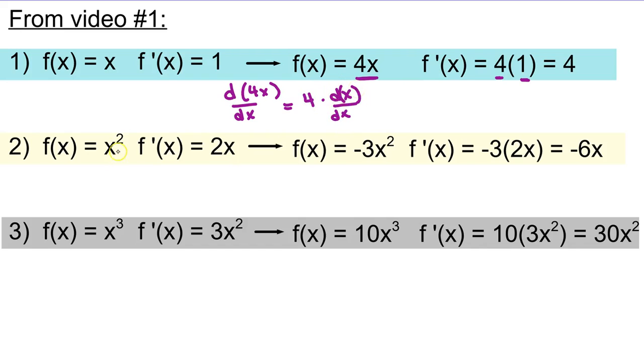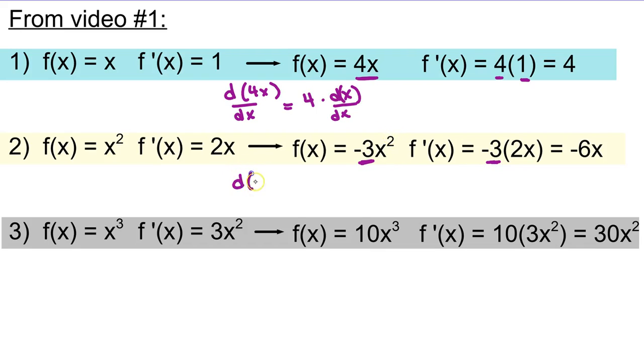Number 2, we did the derivative of x squared and we got 2x. What if you want the derivative of negative 3 times x squared? You get negative 3 times 2x. So you just multiply that constant by the derivative of the polynomial part.